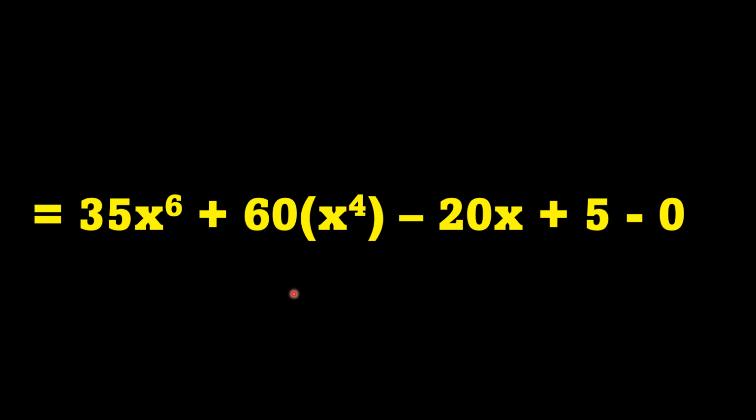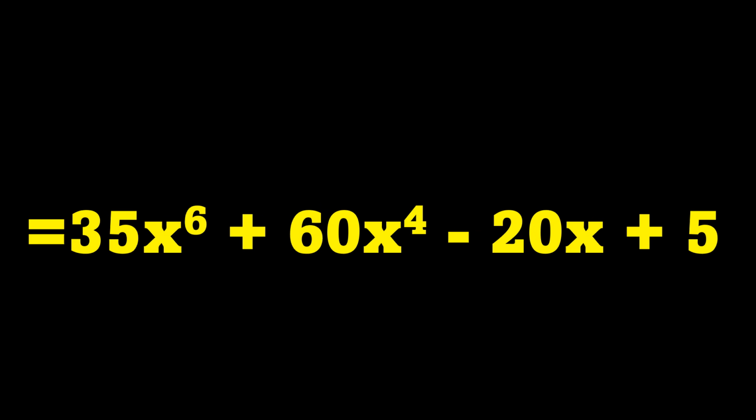Okay, so 35, 7 times 5. We have 35x to the 6 plus 60x to the 4th minus 20x plus 5 minus 0. Okay, so as a final answer, here it is. For a final answer, there are no more parentheses. So, 35x to the 6 plus 60x to the 4th minus 20x plus 5.